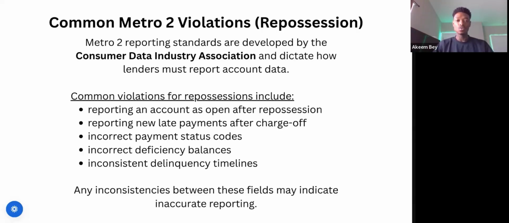Some common Metro 2 violations when it comes to repossessions: again, Metro 2 is the standard that was developed by the CDIA and dictates how lenders must report account information. Common violations include reporting an account as open after repossession, reporting new late payments after the charge off or the repossession, incorrect payment status codes, incorrect deficiency balances, and inconsistent delinquency timelines or dates. Any inconsistencies between any of these fields indicate inaccurate reporting on that account.